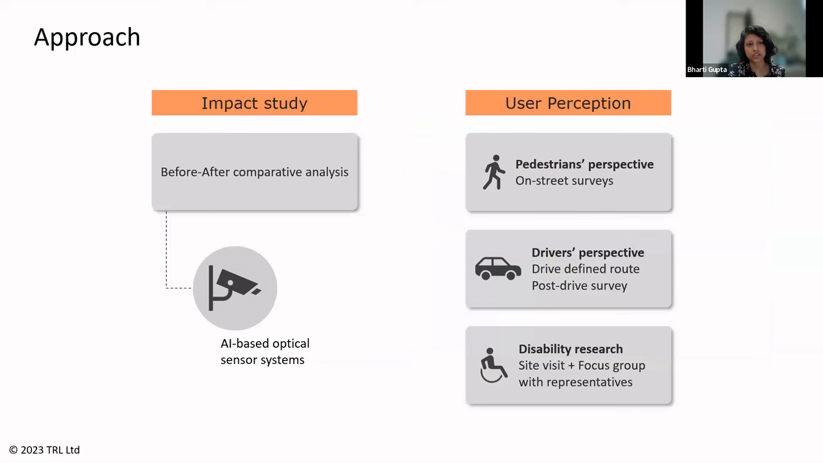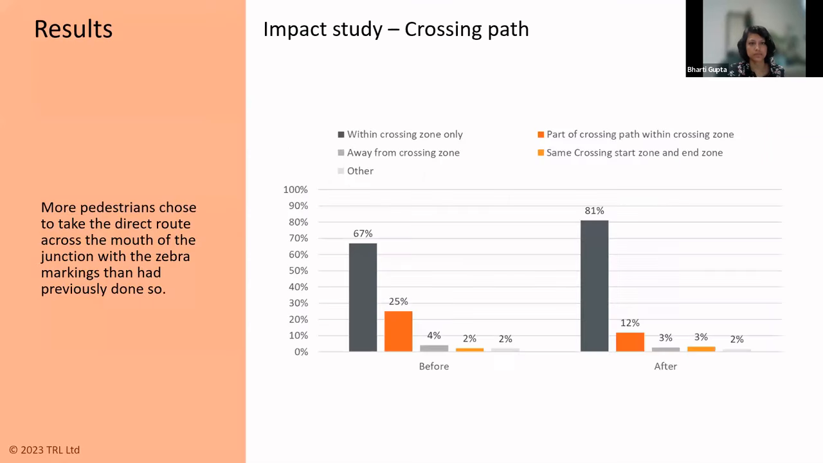And the study was approached in two parts. One was the impact study, where we did a before and after monitoring of the site using data captured by object detection technology. And then we also approached road users using surveys to capture their feelings and attitudes towards the simple zebra crossing after it was installed. Next slide, please.